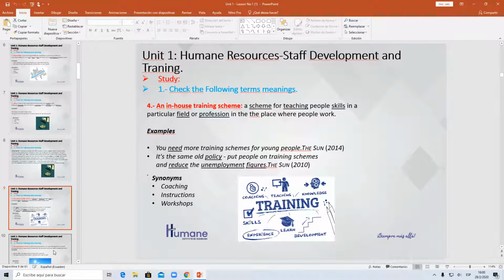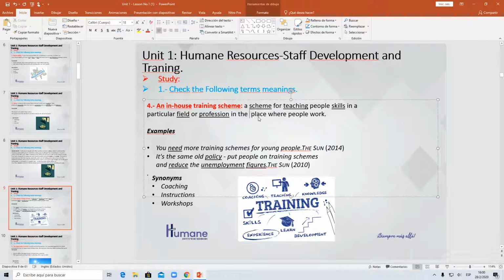Then we have another term, an in-house training scheme. A scheme for teaching people the skills in a particular field or profession at the place where people work. Okay, examples.